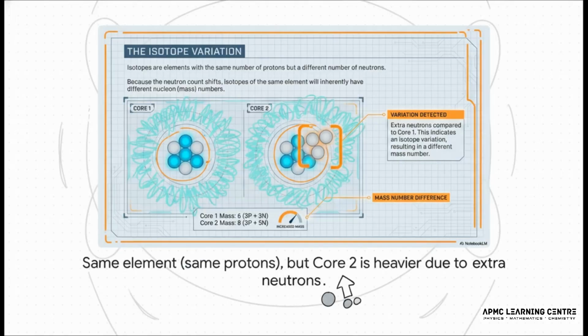Just look at these two cores. See how they both have the same number of those cyan-colored protons? That means they are the same element, period. But notice core 2 has a couple of extra gray neutrons packed in there. That makes it heavier, and that one simple difference is what makes it an isotope.